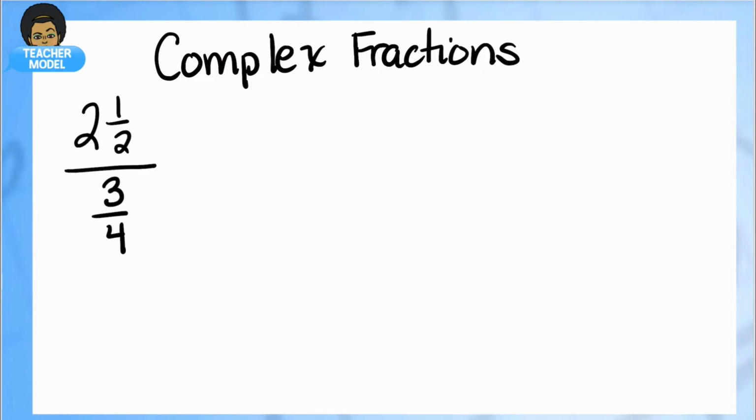Complex fractions are still just division. They just look more complicated because the numbers are not whole numbers. We can sometimes use rational numbers. So we can see complex fractions written this way. I've seen problems written out in this way.